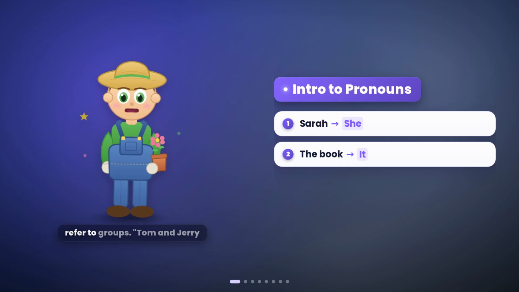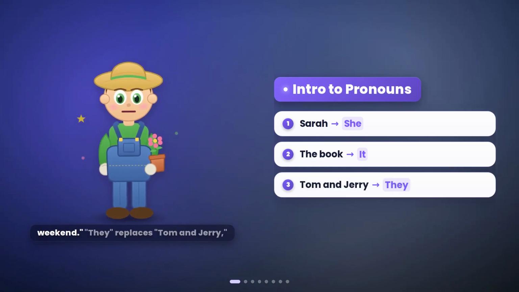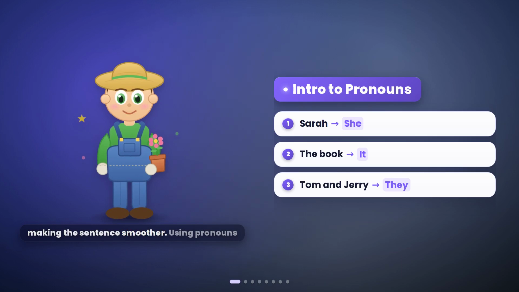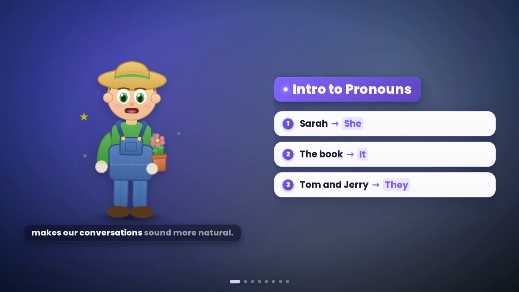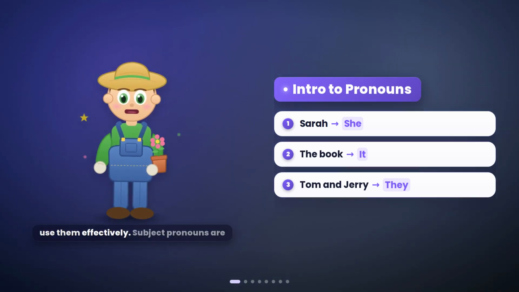Pronouns can also refer to groups. "Tom and Jerry are friends. They play football every weekend." "They" replaces "Tom and Jerry," making the sentence smoother. Using pronouns helps us communicate more efficiently and makes our conversations sound more natural. As we continue, we'll explore different types of pronouns and how to use them effectively.